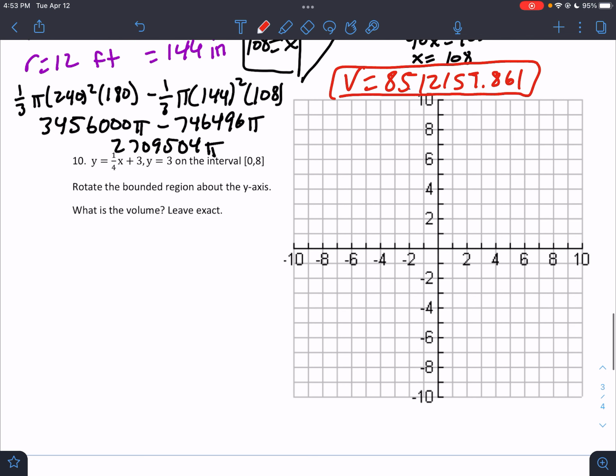Okay. Next one. It says y equals 1/4 x plus 3. Get these graphed. That's up 1. Oh, the region is 0 to 8. So up 1 over 4, up 1 over 5. So that's all we're drawing there. Region is 0 to 8. Y equals 3. Oh, okay.